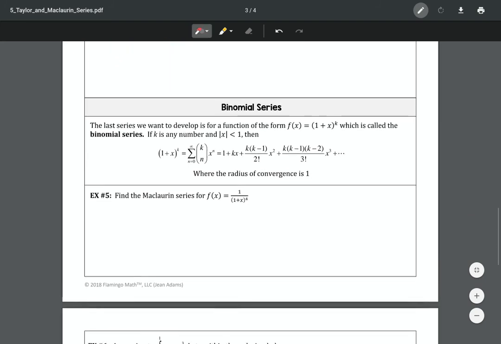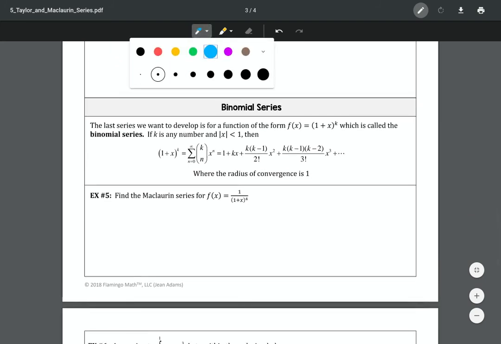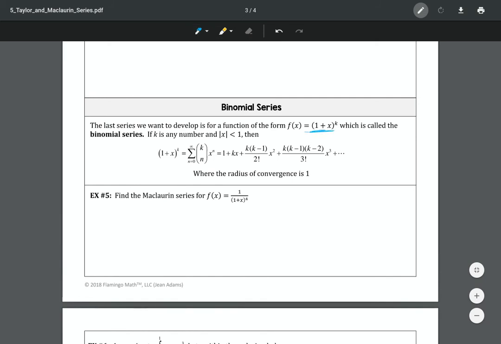Right, so let's go to the binomial series. I'm just trying to show you this because I didn't really see one on the homework. Okay, so the binomial series, which I guess is pretty useful, is this. It's basically if you have something in the form of this, and k is any number, where the absolute value of x is less than 1, then it fits the following series, where the radius of convergence is 1.